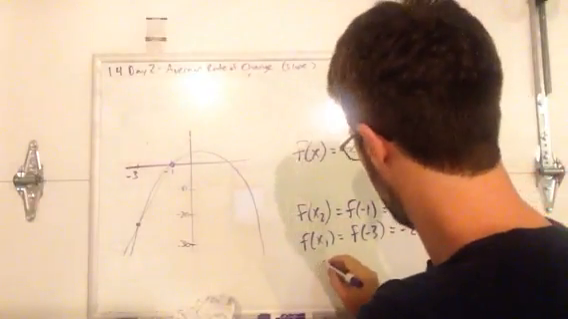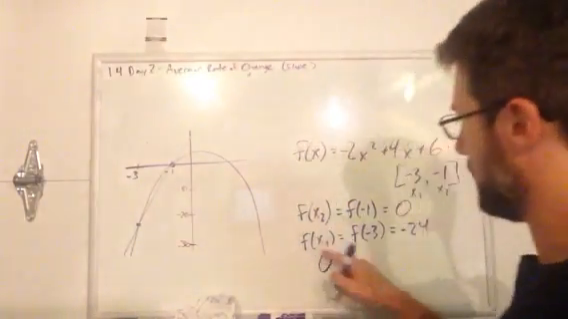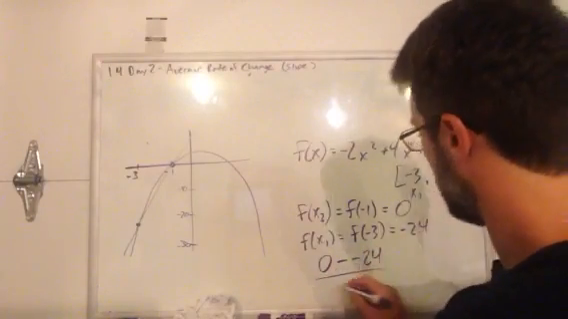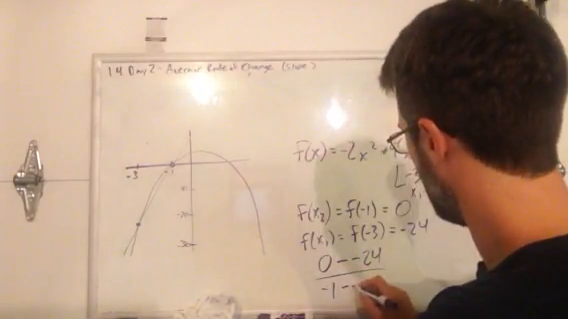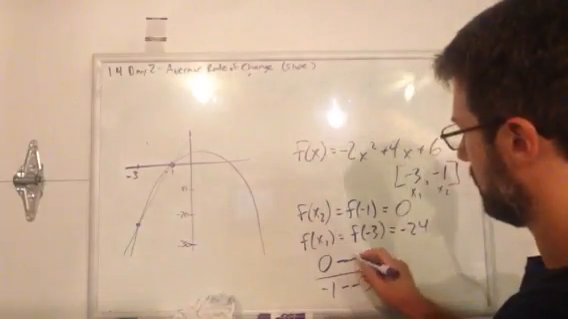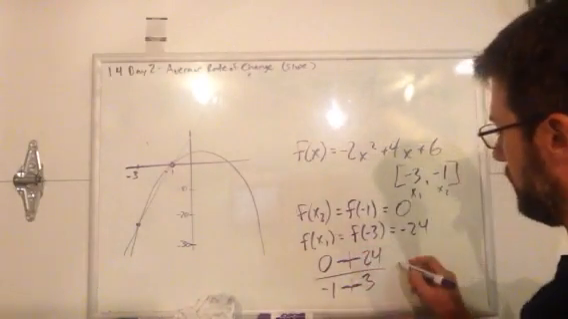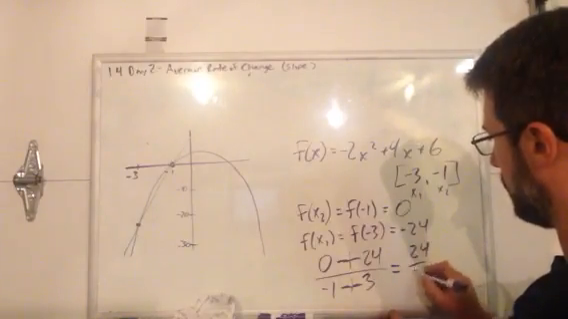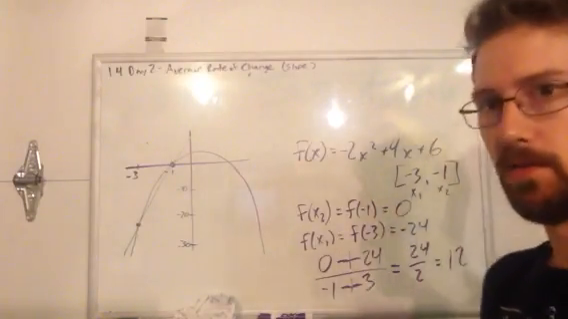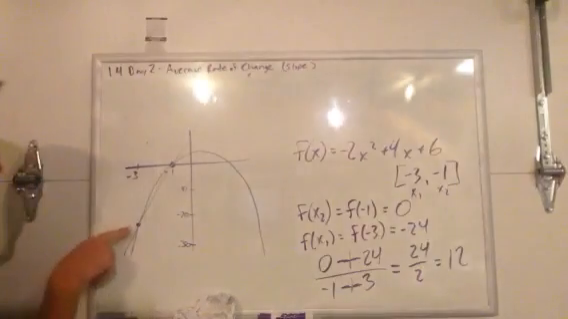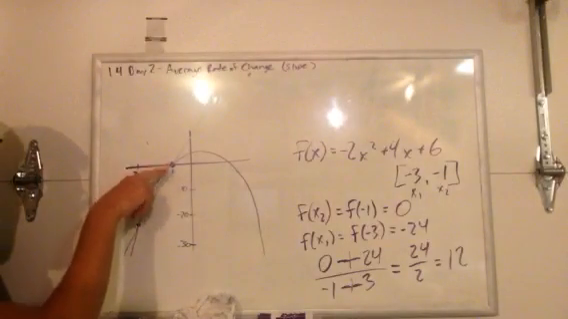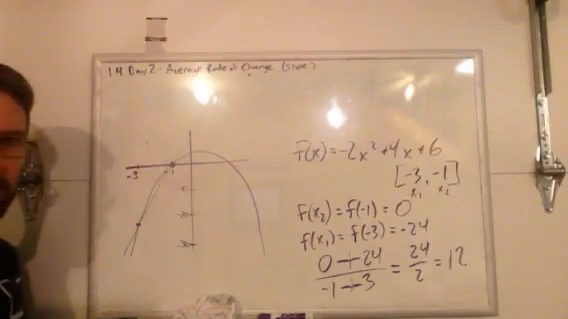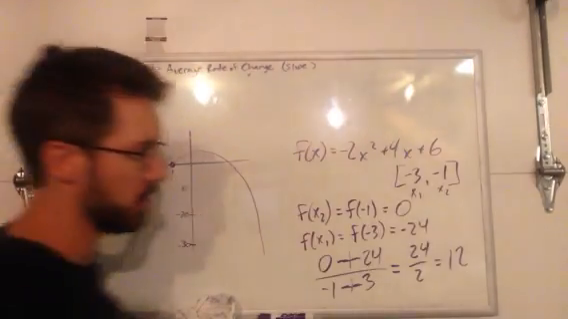It was f of x2 minus f of x1 over x2 minus x1. Subtracting with negatives, so they changed to plus, and this becomes 24 over 2, which is 12. So the slope between this point and this point, that average rate of change, is 12. The slope there is 12. That's really what we just showed there.